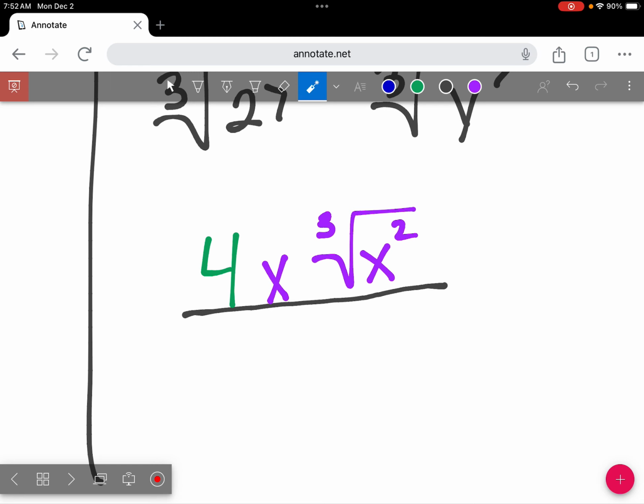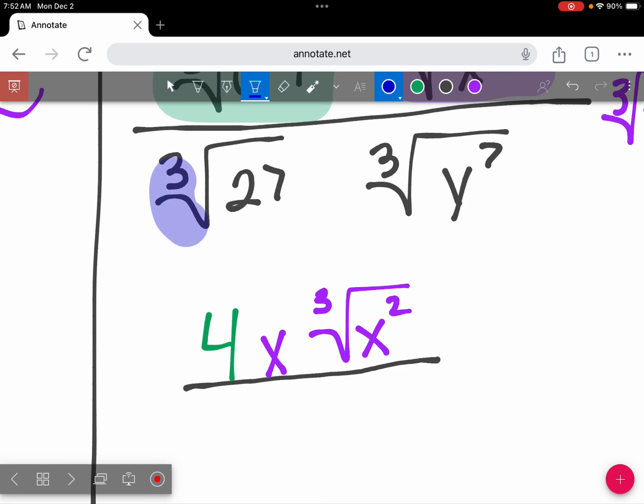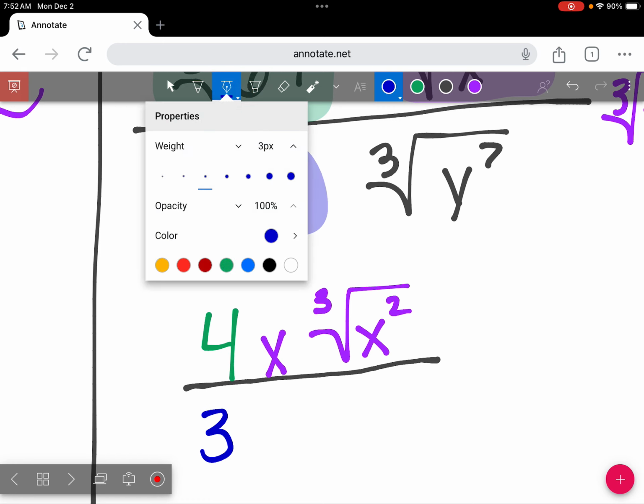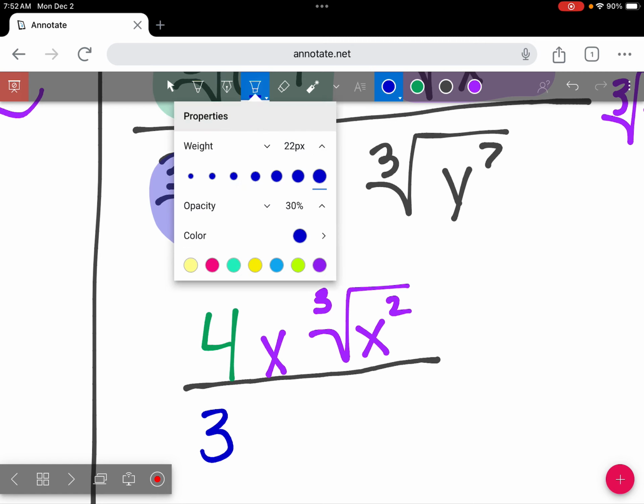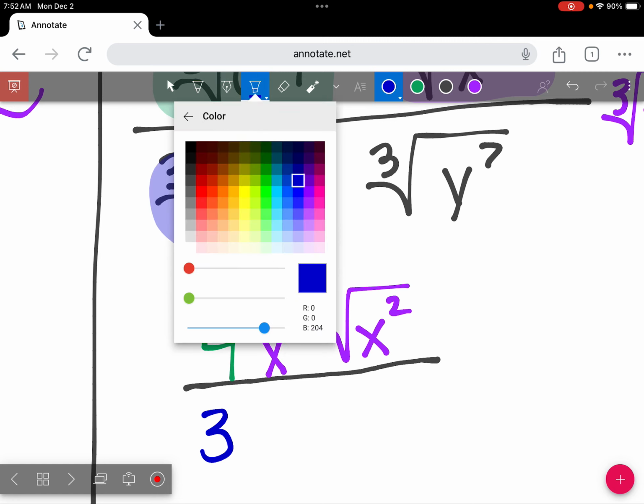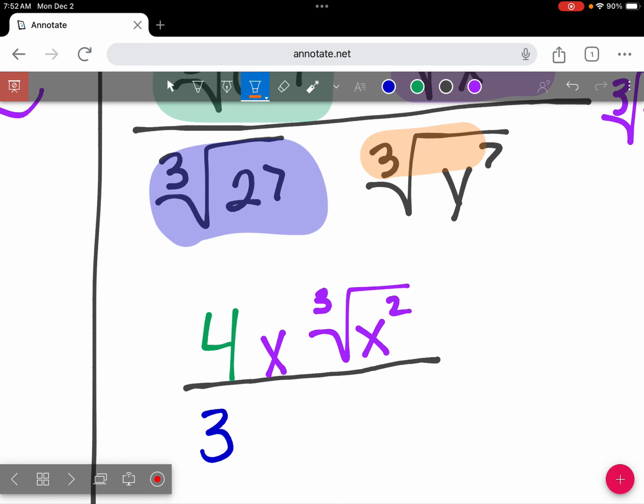So what is our cube root of 27? 3. This guy's just a 3. How about our cube root of y to the 7th?